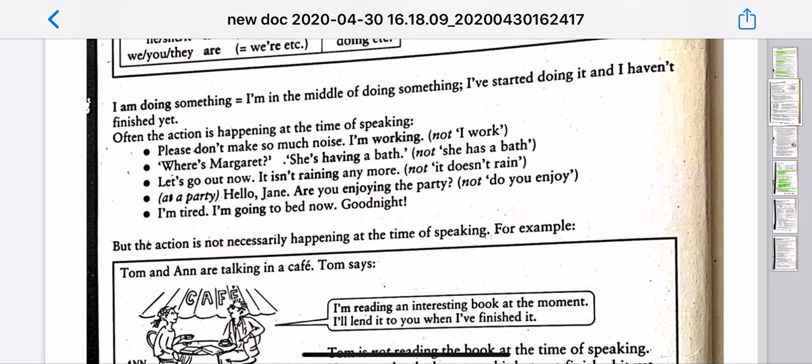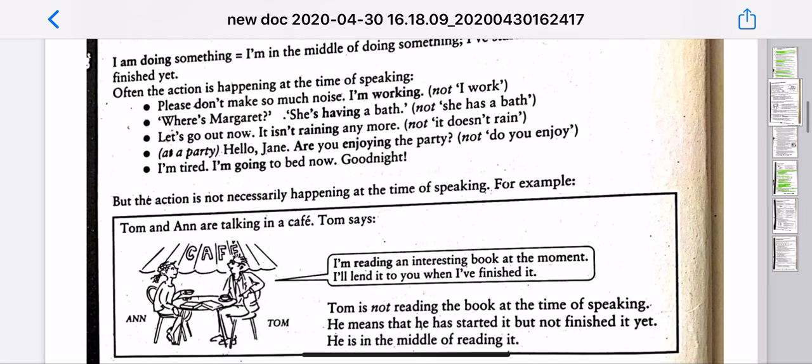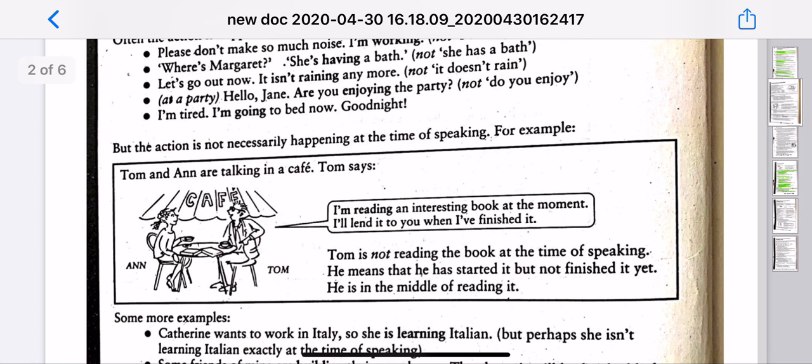But the action is not necessarily happening at the time of speaking. For example, Tom and Anne are talking in a cafe. Tom says, I am reading an interesting book at the moment. I'll lend it to you when I have finished it. So, at that moment he is not reading, but these days he is reading. Like you can add this in your context.